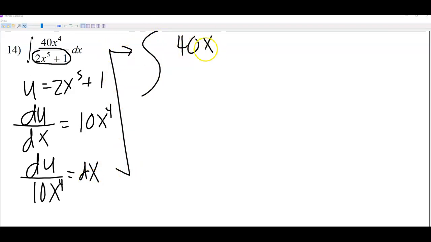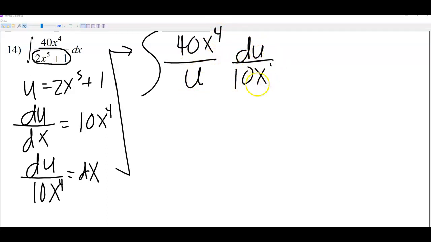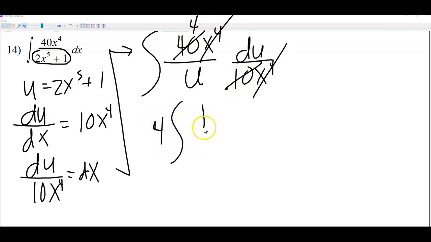Top is 40x to the fourth. The bottom is u. And dx gets replaced with du over 10x to the fourth. So the x to the fourths go away. And 10 goes into 40 4 times. And I'm just going to move the 4 out to the front, and now I'm left with 1 over u du. Notice it's 1 over u, it's not just u, because that u's in the denominator, right? So it's a denominator number. There's nothing left in the top, though, so we usually just put a 1 as a placeholder there.